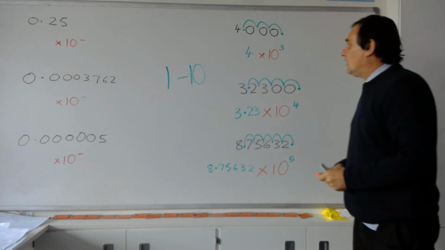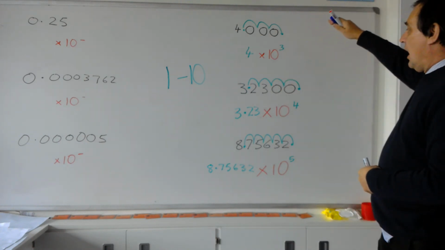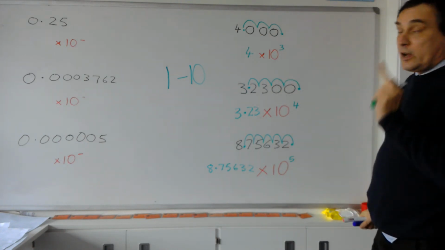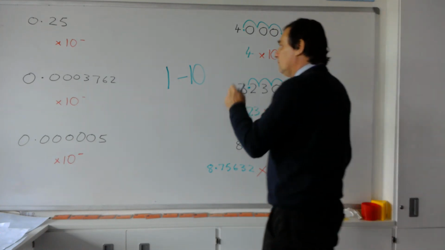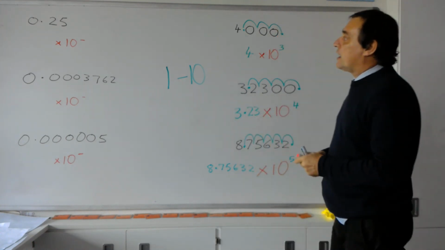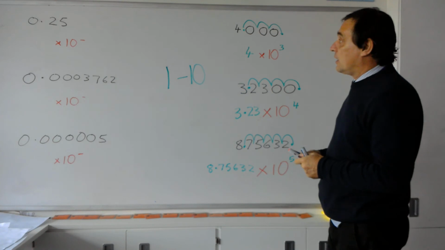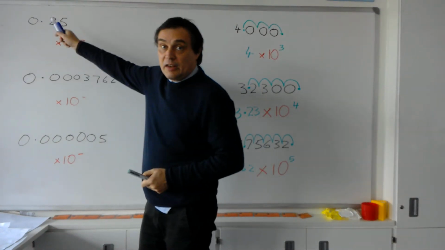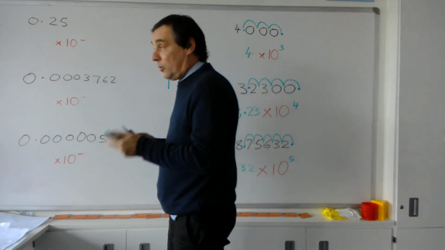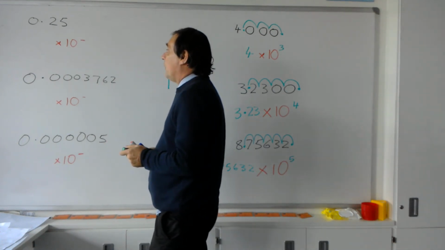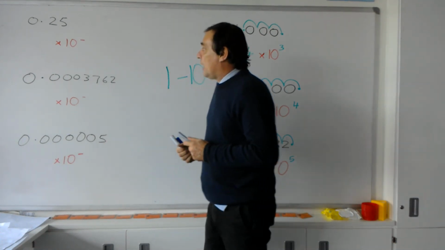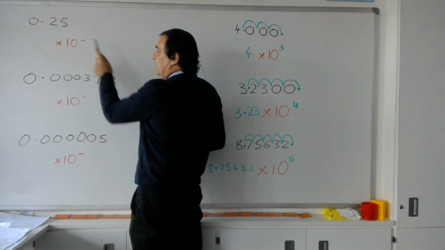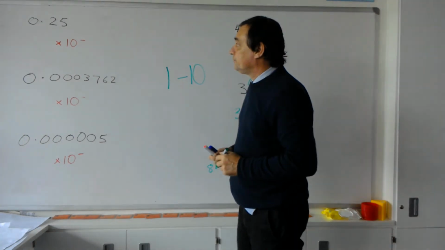So that's dealing with big numbers. What we're going to look at as well is how we work out small numbers. Small numbers are ones where you've got a 0 point. So they're numbers less than 1. So it's 0 point something. And to do that, we're going to have to use a negative index. I'm going to show you why.